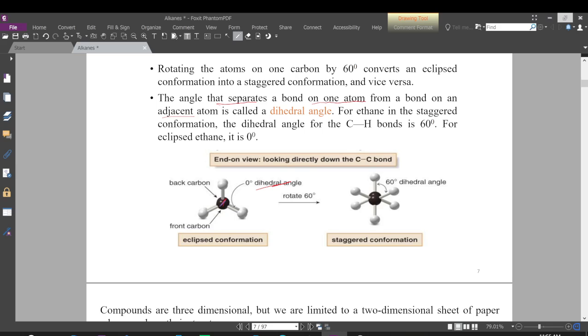But if you rotate one carbon with respect to the other by 60 degrees, this will form the staggered conformation. So in the staggered conformation we see that the hydrogen-carbon-hydrogen angle is 60 degrees. This is the dihedral angle. So in the staggered conformation the dihedral angle is 60 degrees.